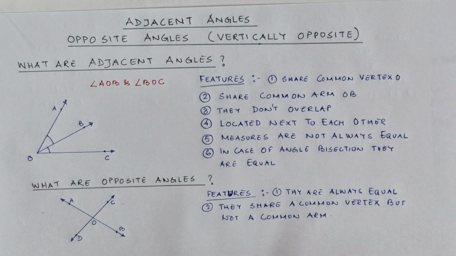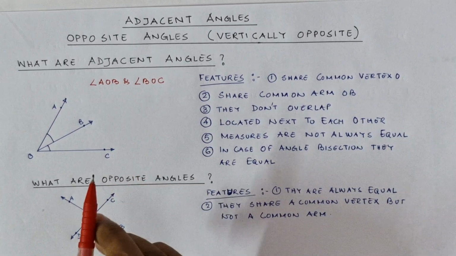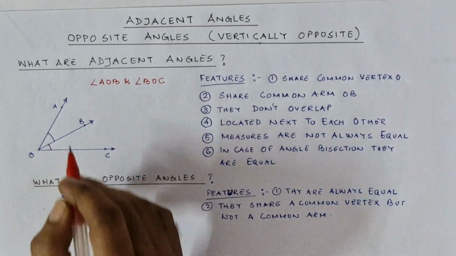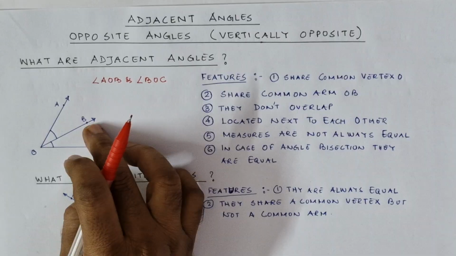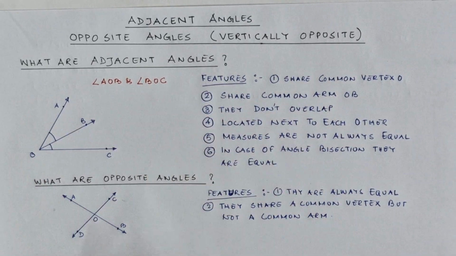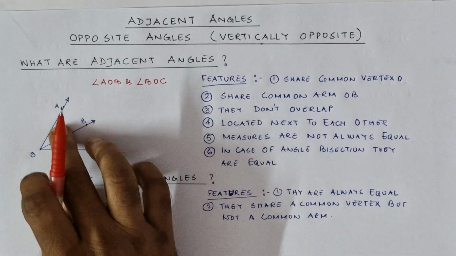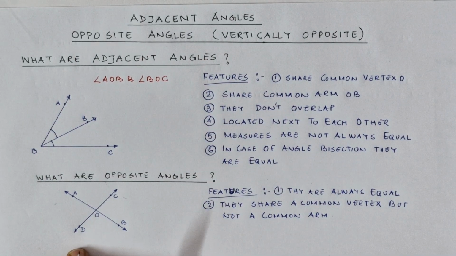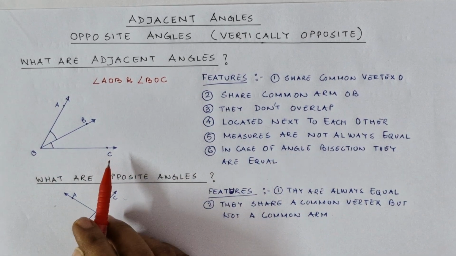So let's recap this once more. Two angles are adjacent if they share a common vertex and a common arm, but their non-common arms lie opposite. So what are the non-common arms? OA and OC are non-common arms and they lie on opposite sides of the common arm OB. Got it? So here angle AOB and angle BOC are adjacent angles. Why? Because they share a common vertex O, share a common arm OB, they are not overlapping each other, and they are located next to each other. And always remember, their measures are not always equal, but in case of angle bisection, they are equal.